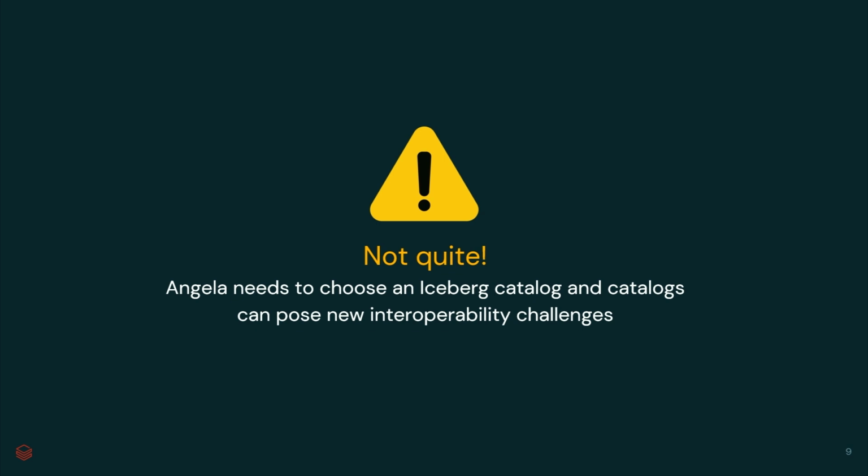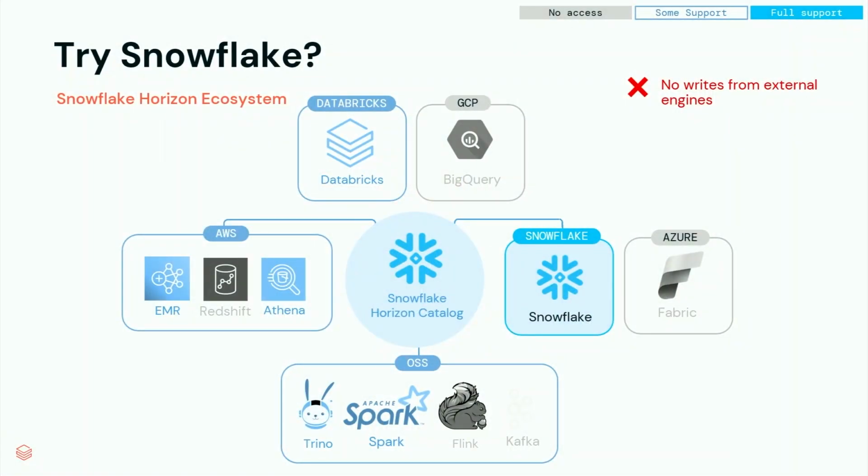So there's a lot of options on the market today that Angela can choose from. So let's help Angela look at a few options to start. So let's look at Snowflake Horizon Catalog. Snowflake Horizon Catalog obviously has great interoperability with Snowflake itself. You can read and write from Snowflake's engine. And also, Snowflake Horizon Catalog can also federate to other Iceberg catalogs, particularly, say, Glue and Iceberg REST catalogs like Unity Catalog, which provide interoperability with, say, Athena or with Databricks.